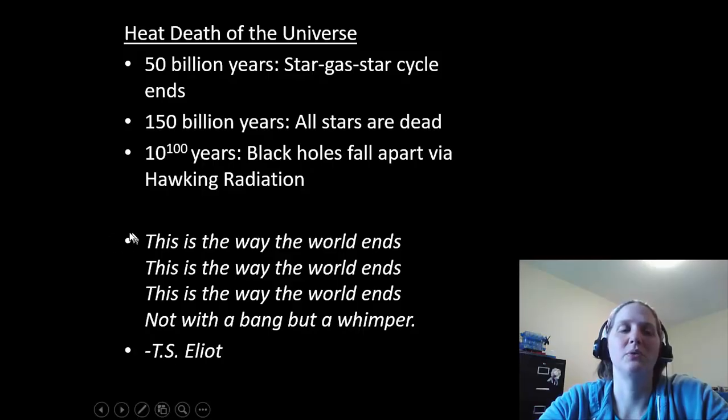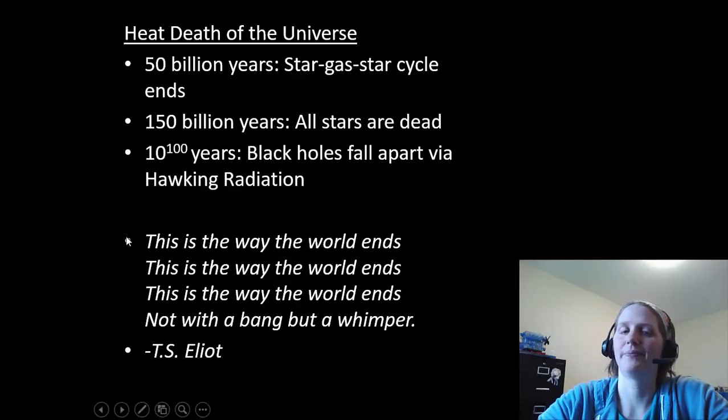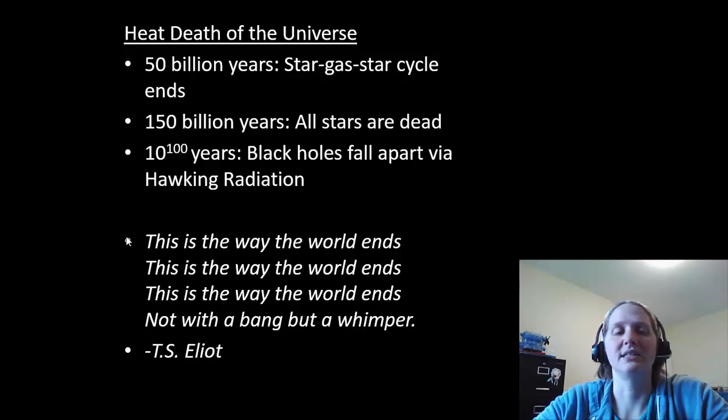And your textbook ends with this lovely but depressing poem. This is the way the world ends. This is the way the world ends. This is the way the world ends, not with a bang, but a whimper.